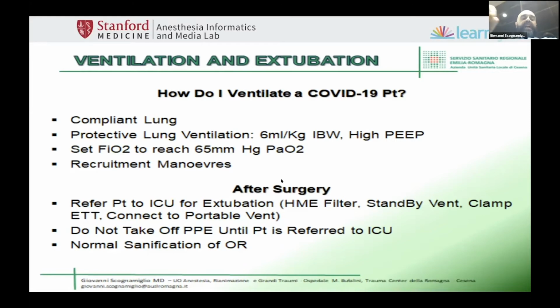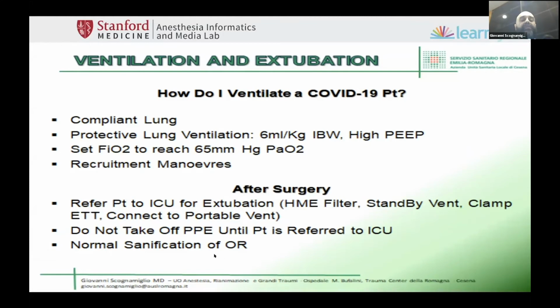Don't forget, at the end of the surgery, to perform recruitment maneuvers. These are very compliant lungs, so you have to recruit them. After the surgery, I think it is advisable to refer the patient to the ICU for extubation because they may have pulmonary impairment, bad gas exchanges, so it is advisable and quite wise to send them to the ICU for the wake-up test.